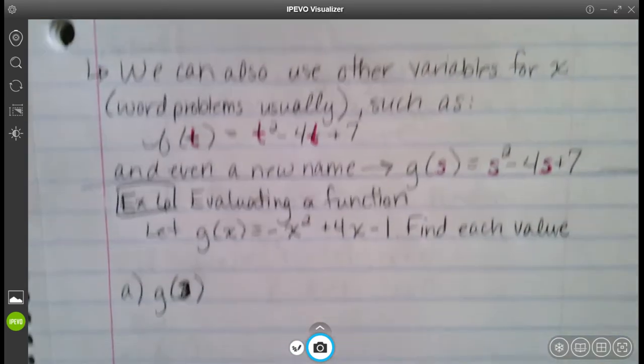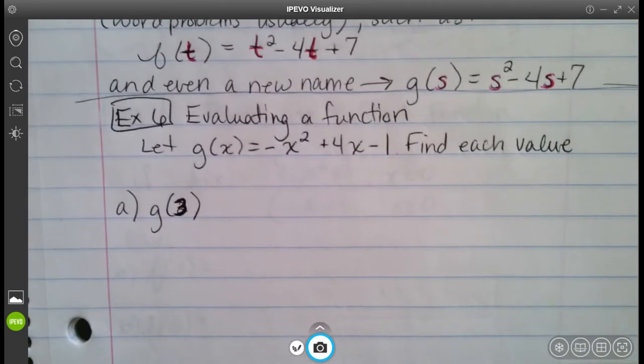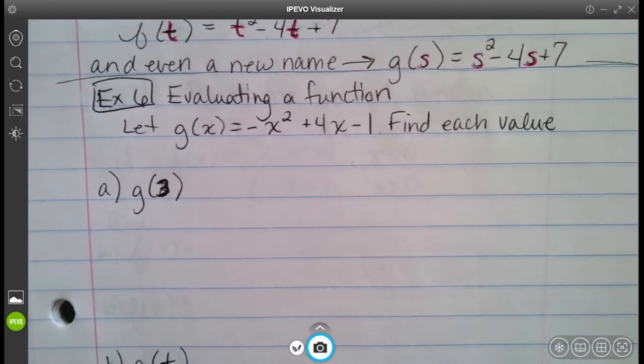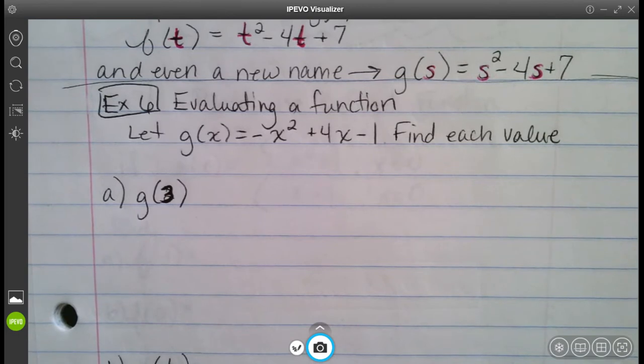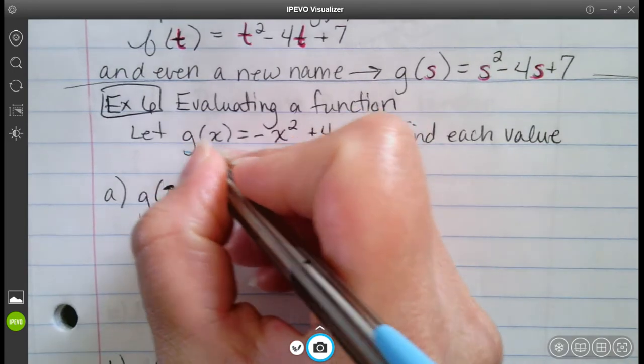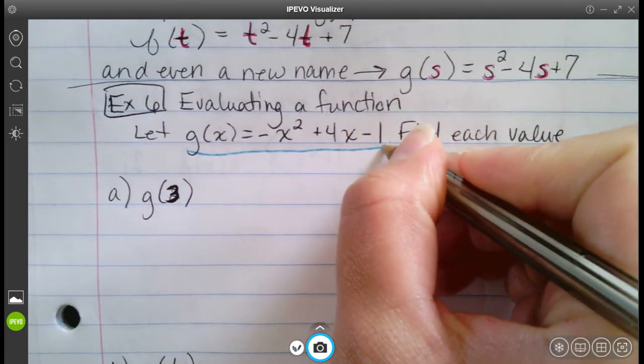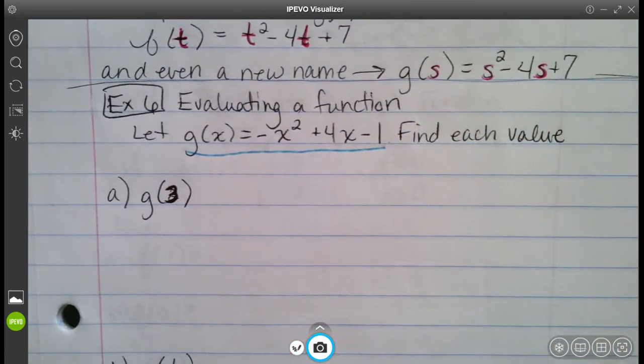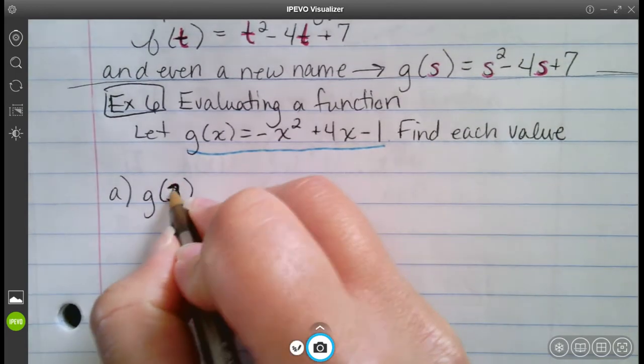Here are some examples of how we're going to evaluate a function. We're going to let g of x equal -x squared plus 4x minus 1, and we're going to find each value that's listed here. I'm going to use a different color because that green one's just not working for me right now. So this is our function, g of x is equal to all of that. And I'm going to find letter A, which is g of 3.